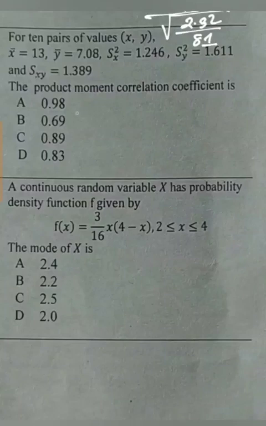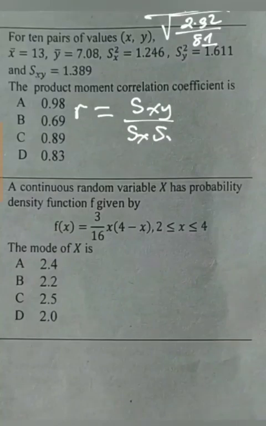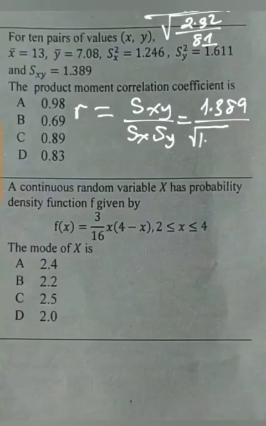Normally, the product moment correlation coefficient is given by R equals the covariance of xy all over the standard deviation of x times the standard deviation of y. So we have covariance given in the question as 1.389 all over the standard deviation of x, which corresponds to the square root of its variance, 1.246, times the standard deviation of y, corresponding to the square root of its variance, 1.611. And when you simplify or evaluate that, you have the product moment correlation coefficient as 0.98, corresponding to option A.